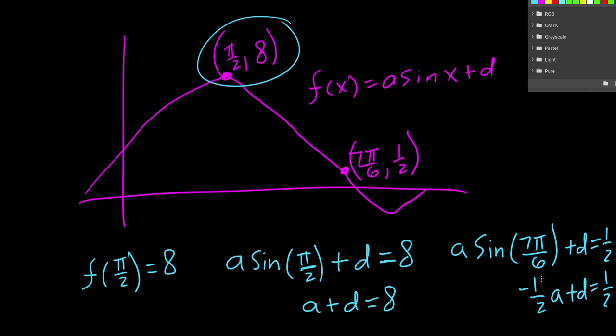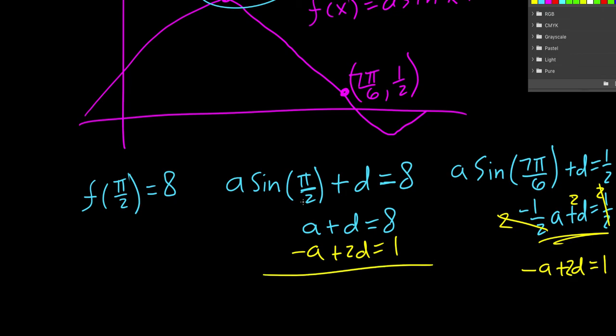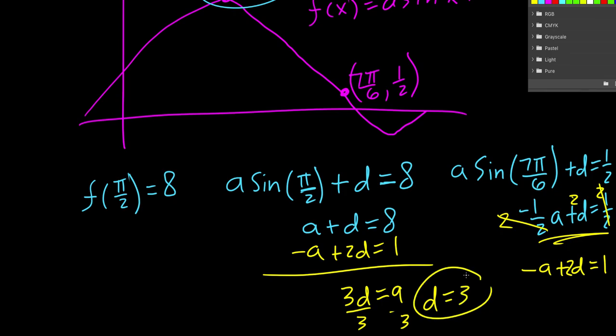And now we can use something like elimination to figure this next part out. I'm going to clear the fraction on this first. So the 2s cancel. So we have negative a plus 2d equals 1. I'm going to just write that right here. Okay, if we just add these, they happen to line up already. Those cancel. We get 3d equals 9. Divide by 3, d equals 3. And then if we plug that into this one, we get a plus 3 equals 8. Subtract 3, and then a equals 5.